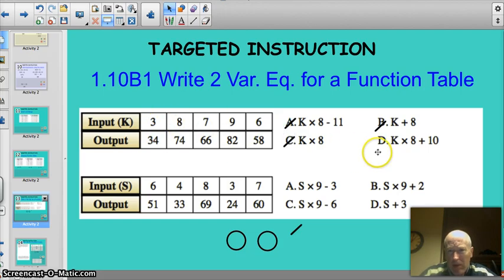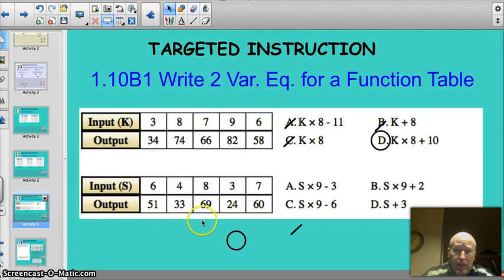Let's try the last one. If I pop the 3 in, 3 times 8 is 24, plus 10 is 34. Let's try it here. If I put the 8 in, 8 times 8 would be 64, plus the 10 would be 74, and so on. So this is our correct answer right here. Working backwards is a good way to solve these. If you can't figure out what's going on within the table, look at the answers, plug in the x values or the input, and see if you can figure out if it works.